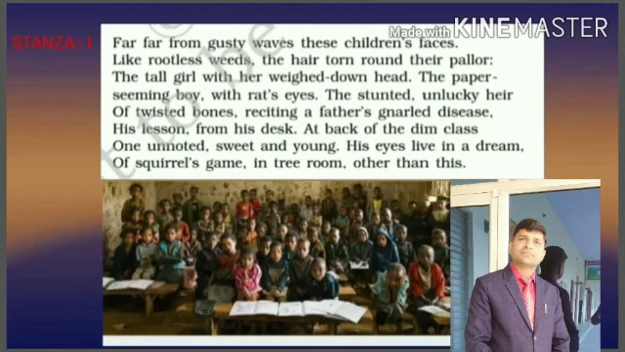Then he describes another student who is physically disabled. The poet says that this boy is unlucky because he inherited a disease from his father due to which he has a deformed body. Instead of getting any facility from his father, he has received a disease inheritance. This disabled boy is sitting on his bench and is reciting his lesson.